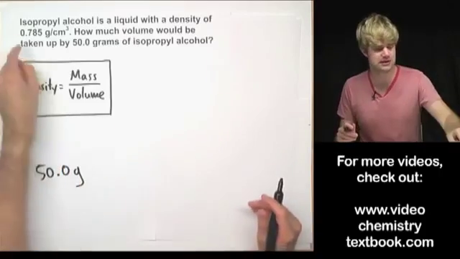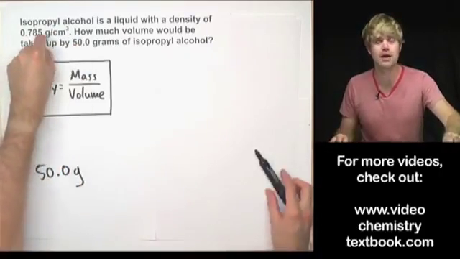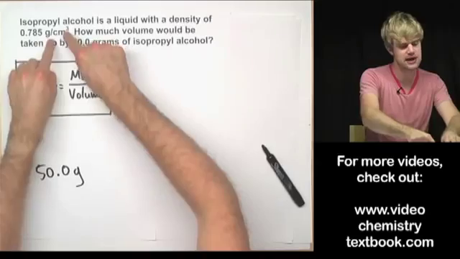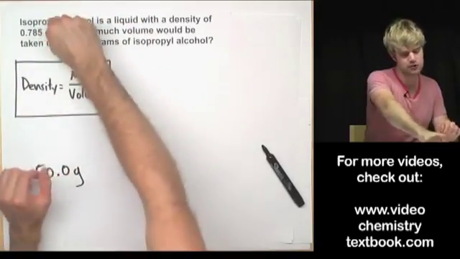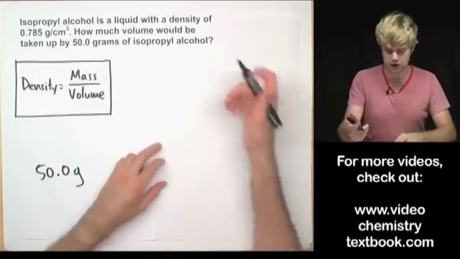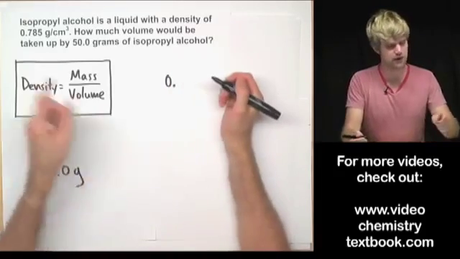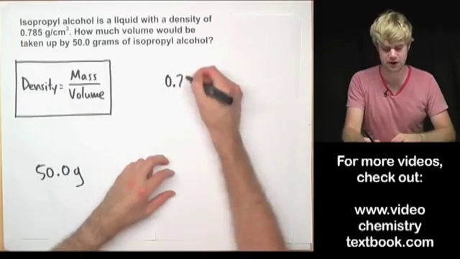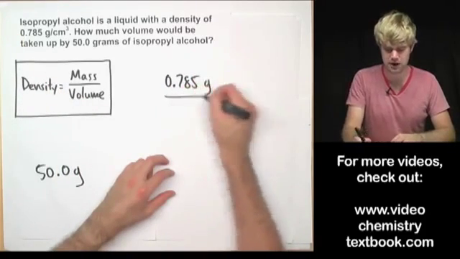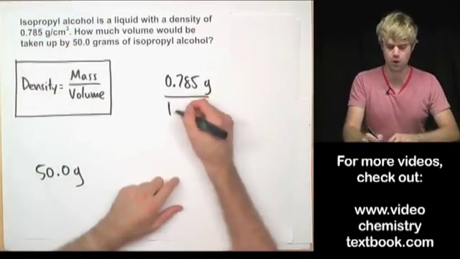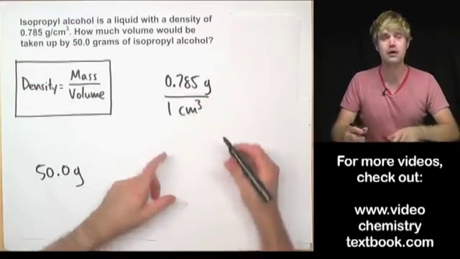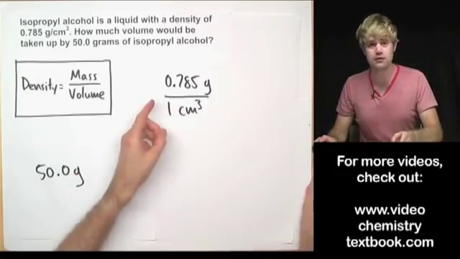So let's write the density as a conversion factor. As I showed in the previous example, we're going to take this centimeters cubed, grab it, and pull it under the fraction. So we're going to get one conversion factor that looks like this, 0.785 grams divided by 1 centimeter cubed. That is one of the conversion factors.